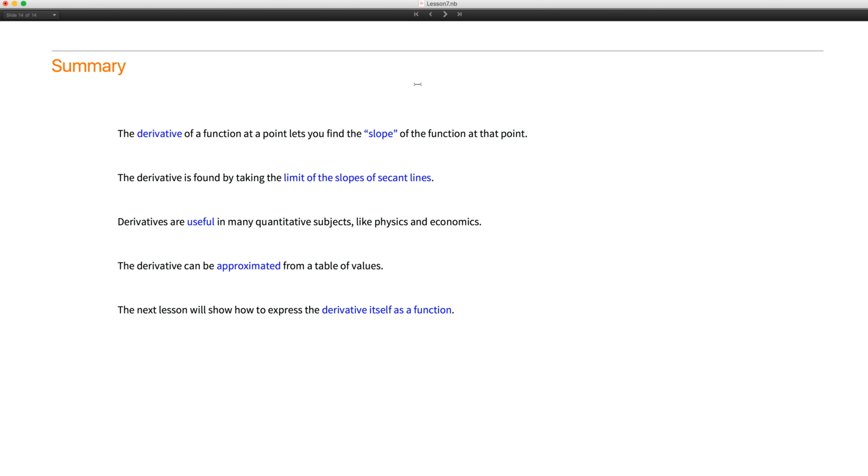Okay, so that brings me to the end of today's lesson, and the point is that the derivative of a function is simply the slope of a function at that point. You can think of this derivative as being the limit of the slopes of secant lines. So if you start with a secant line and take a limit, then you get the derivative, the slope of the tangent line. Now, the derivative idea is very useful in lots of places, like we saw for speed and that kind of thing in physics, and also for calculating, let's say, debt in economics.